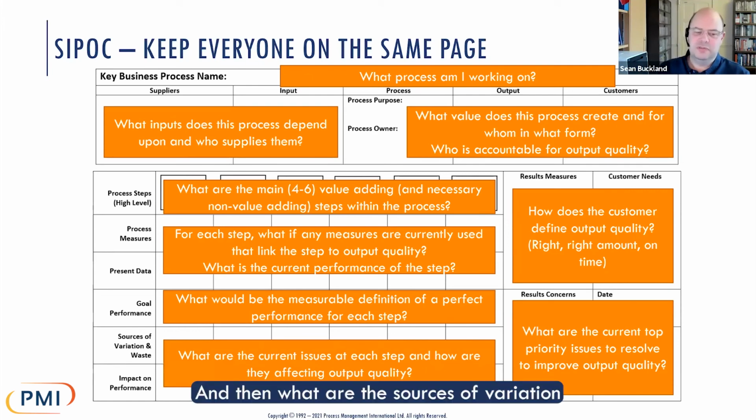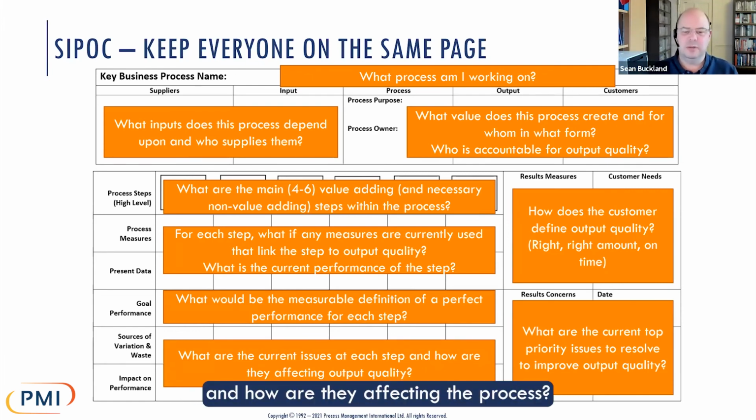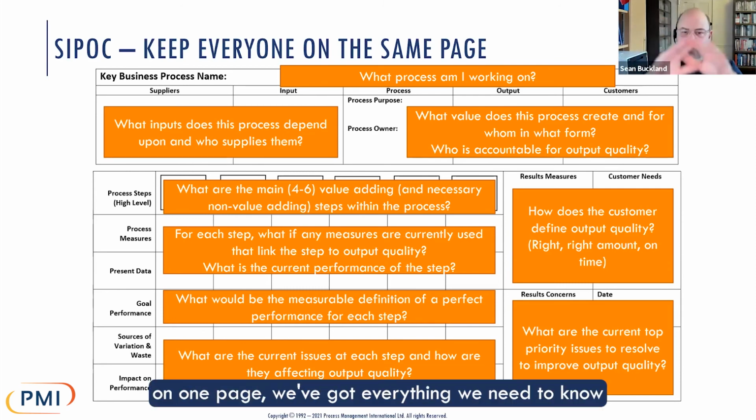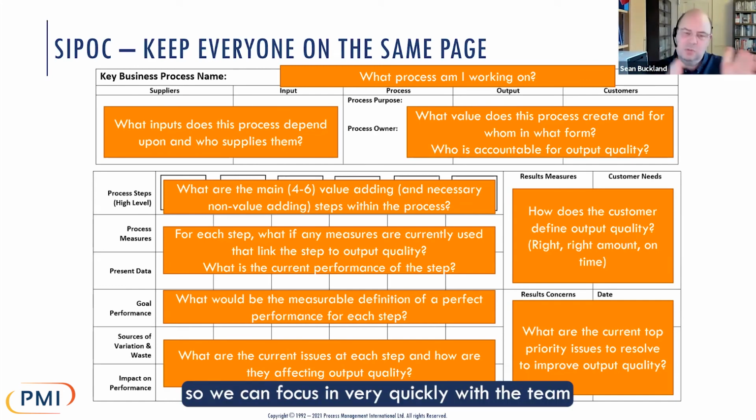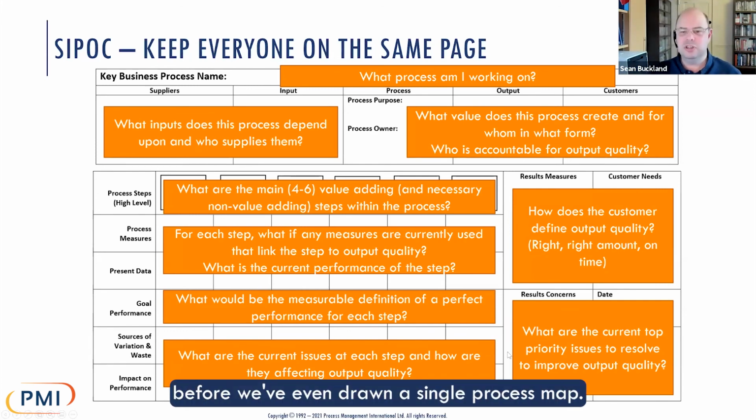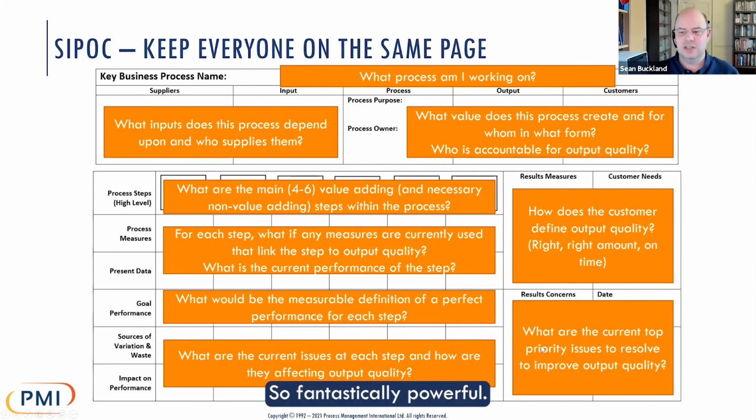And then what are the sources of variation and how are they affecting the process? So again, using our Mark 1 eyeball plus any data analysis we've done, we can go and find out at each step what the issues are. And so before we even start our project, on one page, we've got everything we need to know to be able to say, here's our results concerns, and here's where we're most likely to get the benefit. So we can focus in very quickly with the team on what we want to investigate in more detail before we've even drawn a single process map. So fantastically powerful.